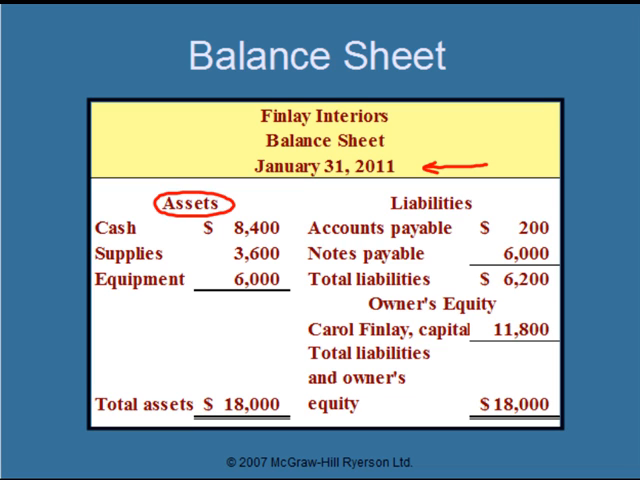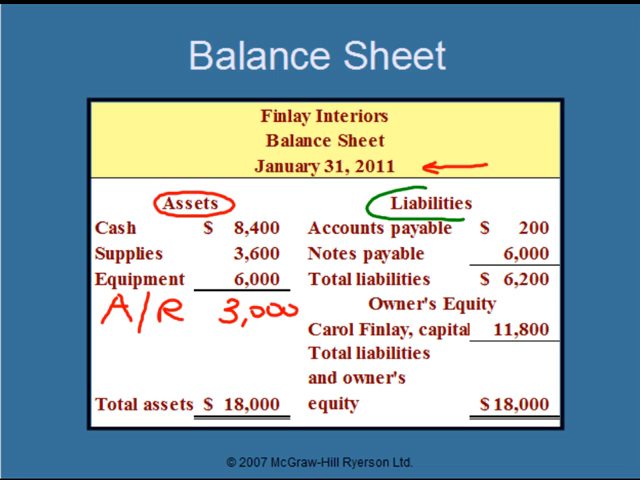Accounts receivable is one you may not be familiar with. We can always abbreviate accounts receivable AR. An accounts receivable basically tells us how much customers owe the company for work that they've done. So if this had accounts receivable of $3,000, what that means is customers of Finley Interiors owe them $3,000 for work that they've already done.